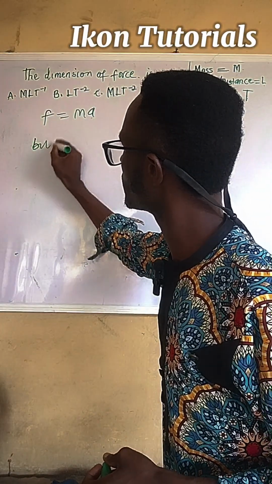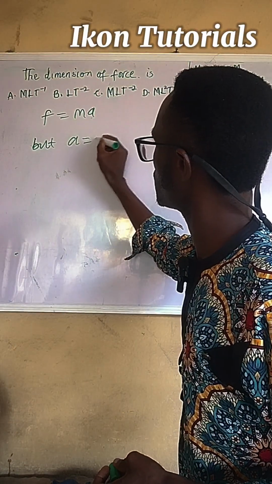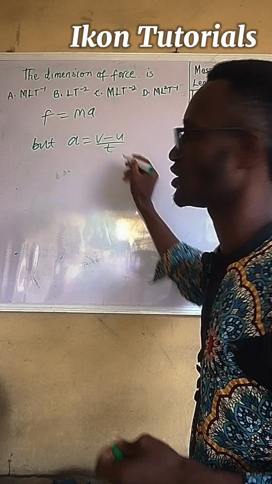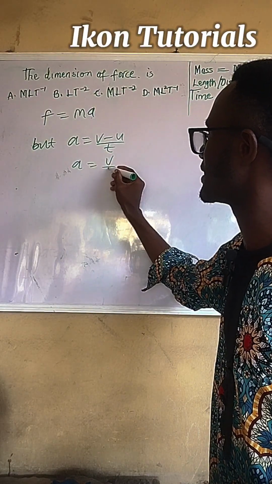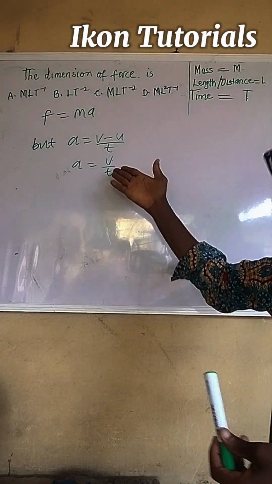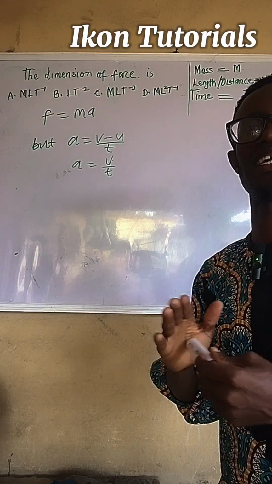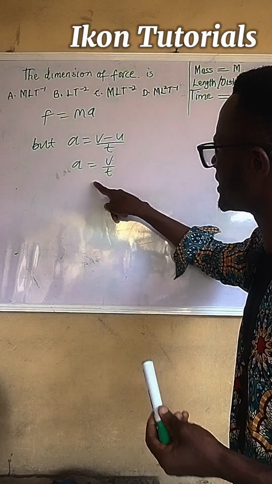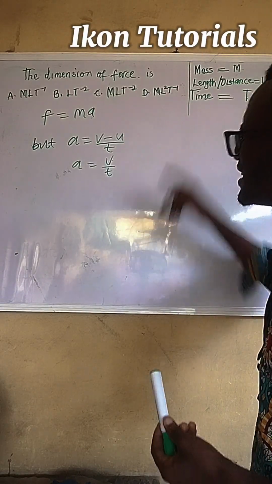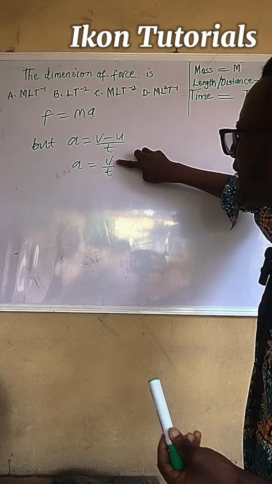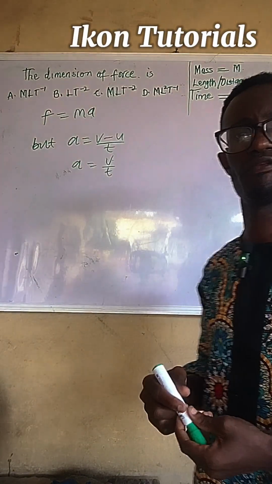Since acceleration is not a fundamental quantity, let's derive it. Acceleration is equal to change in velocity divided by time. Or acceleration is equal to velocity divided by time, or speed divided by time, because the dimension of speed and the dimension of velocity are the same. This speed or velocity is not a fundamental quantity. Therefore, we are still going to derive it. To derive the dimension of speed or velocity, we substitute it here and get that of acceleration, and go over here and get that of force.